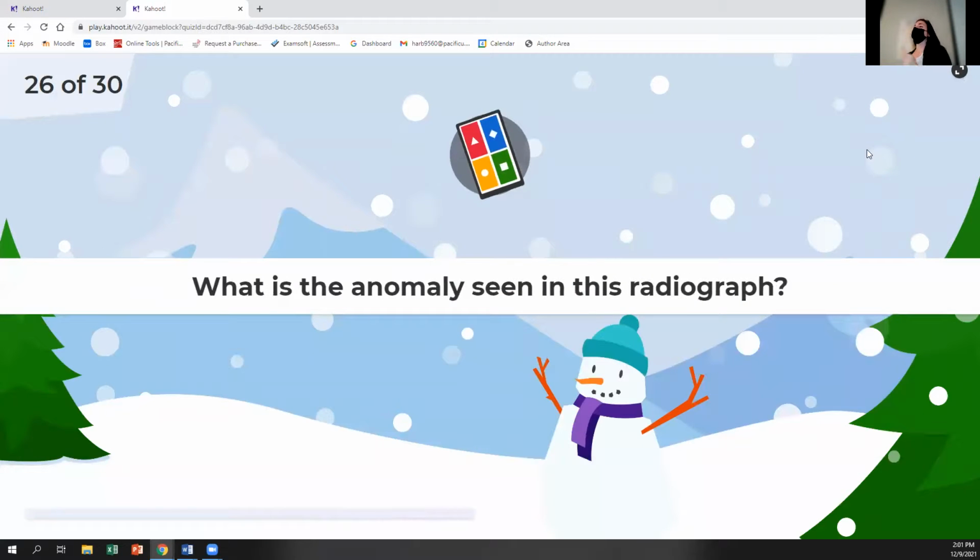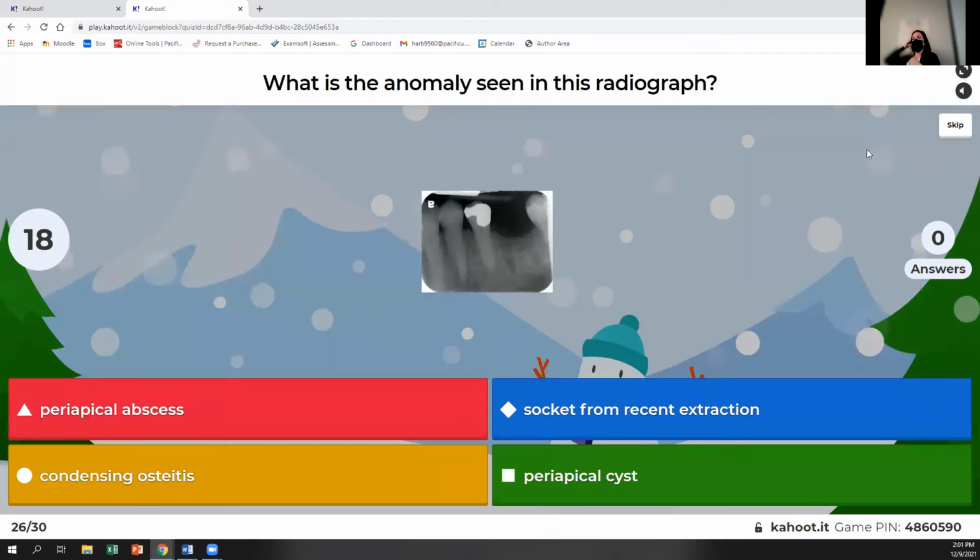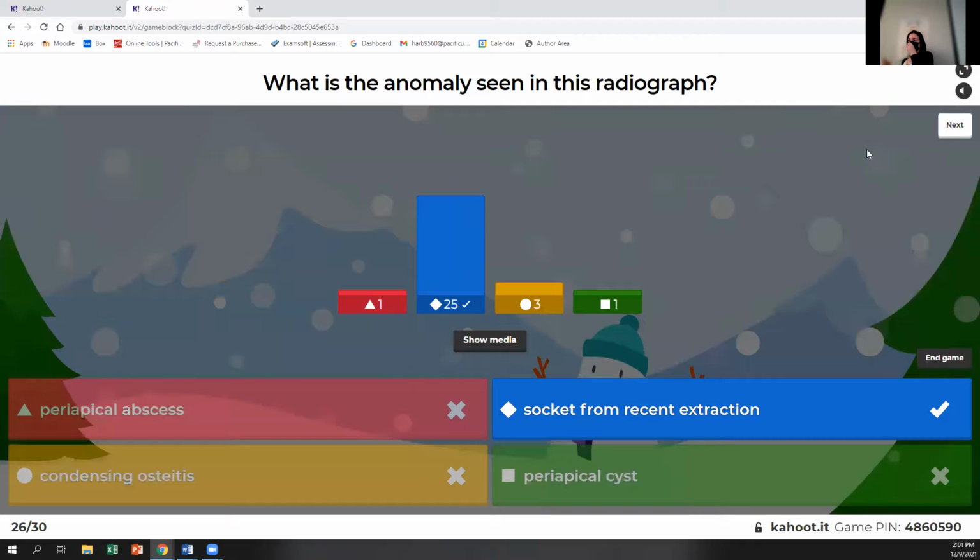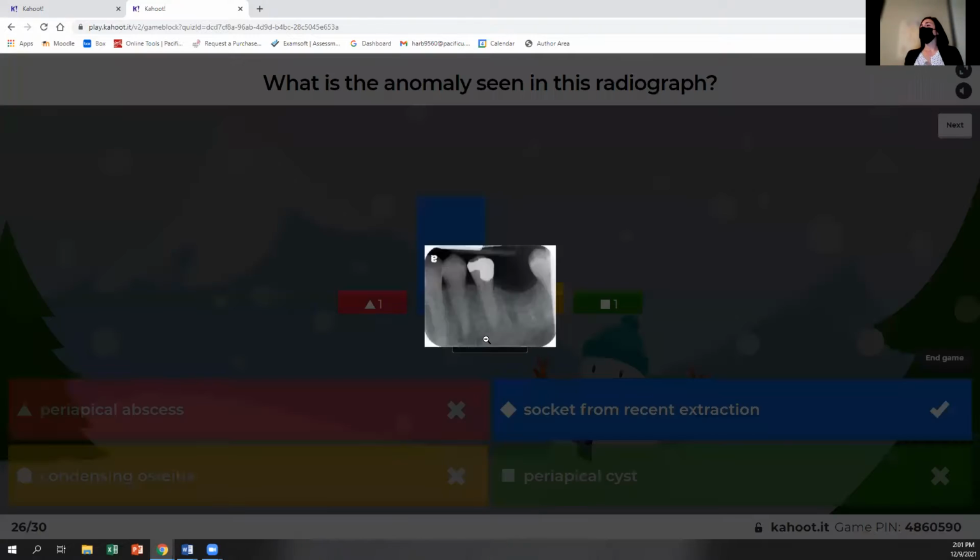Five more. Okay, what is the anomaly seen in this radiograph? What do you see here that looks a little off? I don't know so much if it's an anomaly, but what do you notice here? The socket from a recent extraction. So good. It almost looks like there's a radiolucency there, which might have thrown a couple of you off.